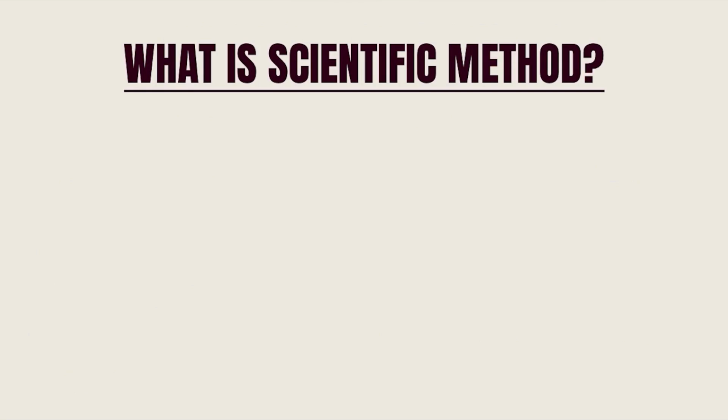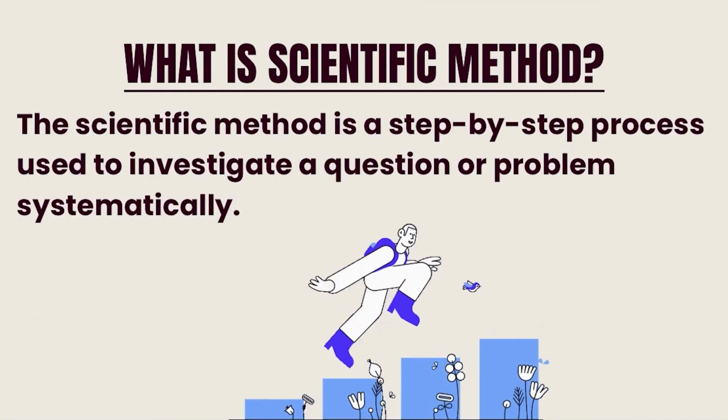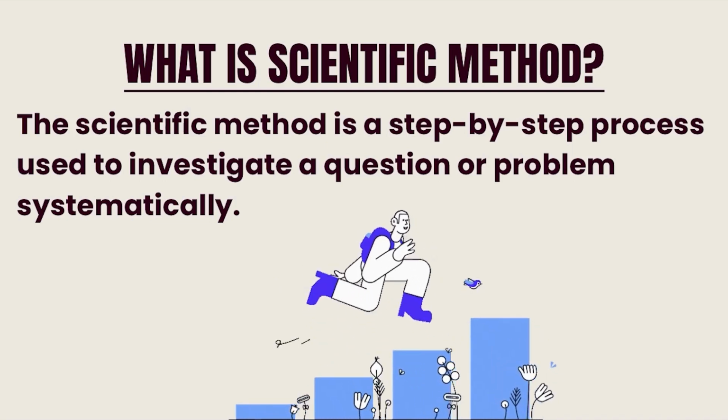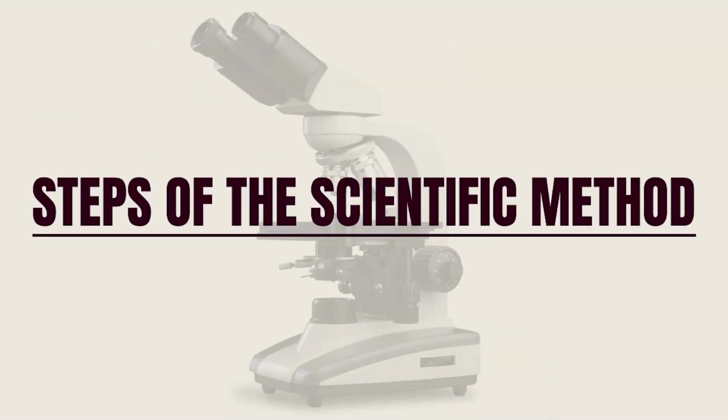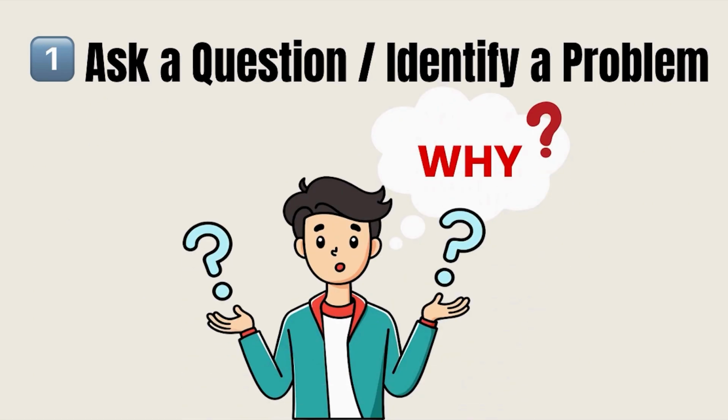What is the scientific method? The scientific method is a step-by-step process used to investigate a question or problem systematically. What are the steps involved in the scientific method? The first step is to ask a question or identify a problem. Here, we're going to ask the question, why does iron rust?